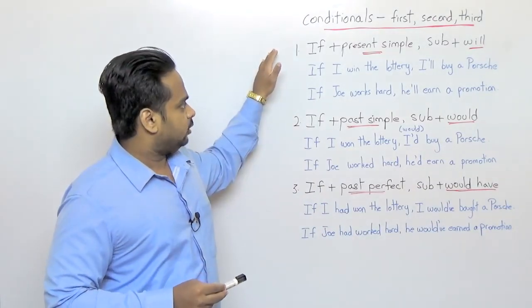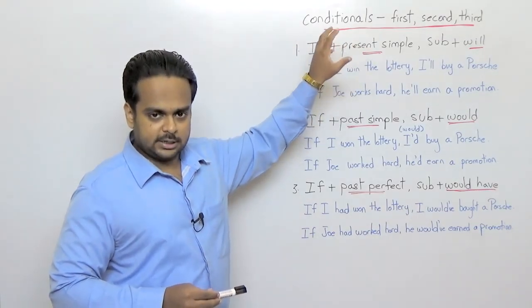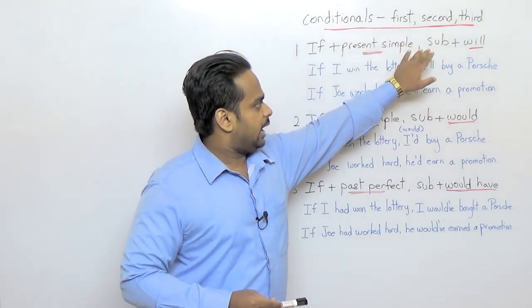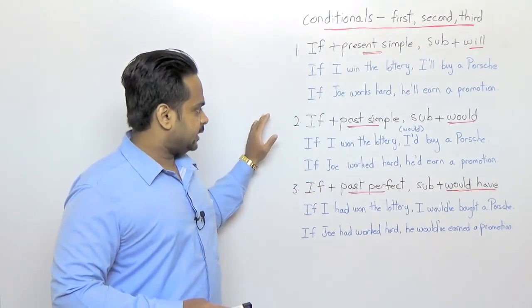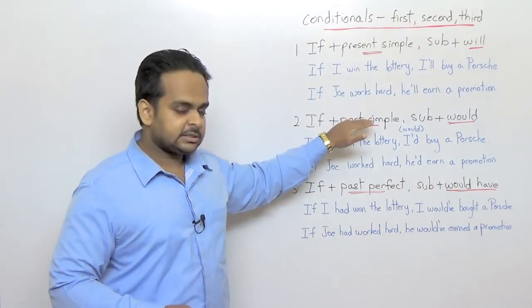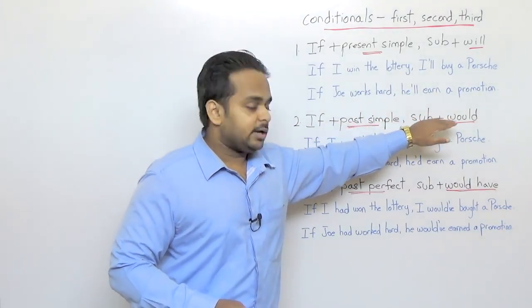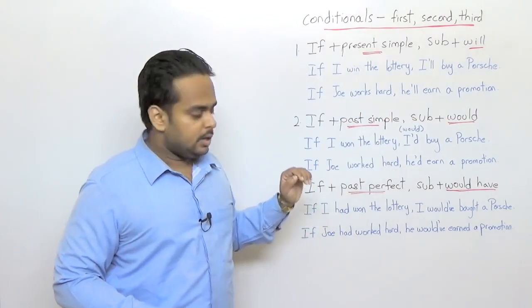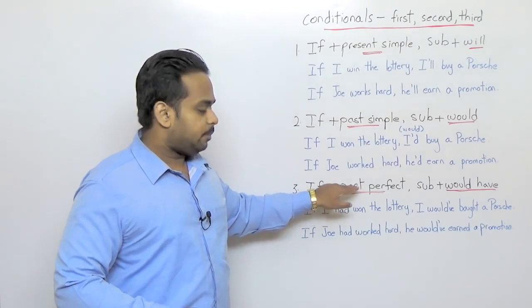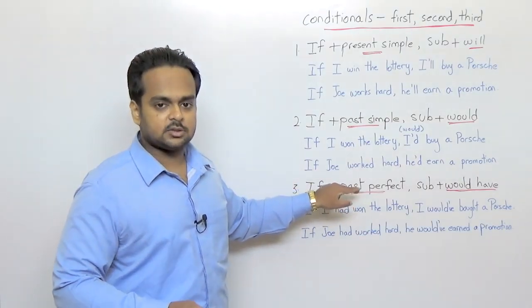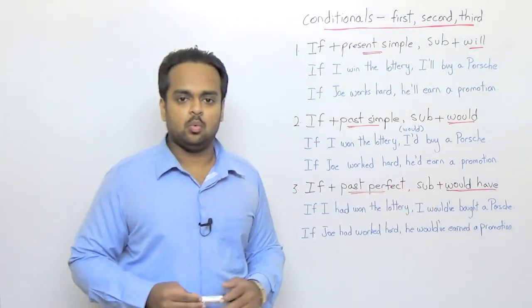All right, let's do a quick recap. You make the first conditional using if followed by a present simple sentence in the condition, and in the result you have the subject and then you add will. You make the second conditional with if and a past simple sentence in the condition, and you put the subject and would to make the result. In the third conditional, you put if followed by a past perfect sentence, that is a sentence with had, and you make the result with the subject and would have.